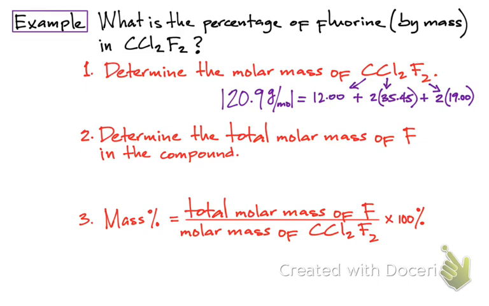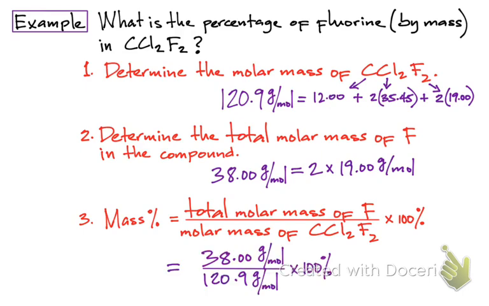The second step here is to determine the total molar mass of the element, which is fluorine. Since we have 2 fluorine atoms, you're going to multiply that by 2 to get 38 grams per mole. Now that we have these two numbers, you're going to divide 38, the molar mass of fluorine, by the total molar mass of the compound, which is 120.9 grams per mole. Multiply by 100%, and we get 31.4% fluorine, again by mass.